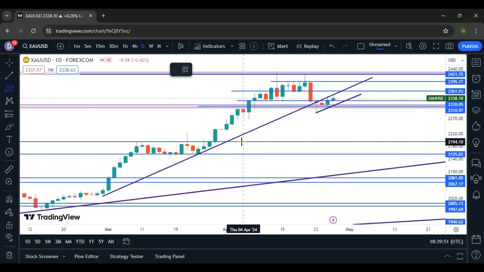Identify a minor support, identify a minor resistance. Also on your major time frame, identify a major support and a major resistance. Then connect the two of them. For example, we are looking at an uptrend market now.